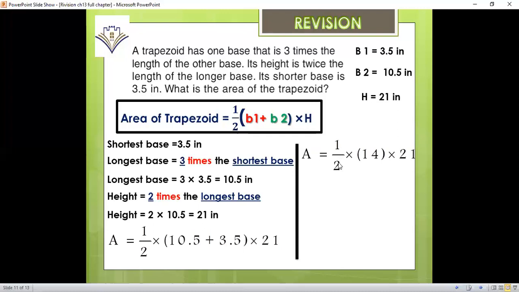Now, is it easy to get half of 14 or half of 21? I think it's half of 14. Then half of 14 is equal to 7. Then 7 multiply 21 equals 147 square inch.